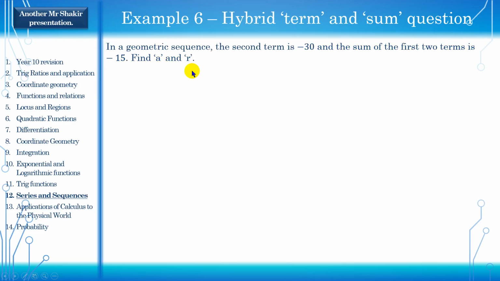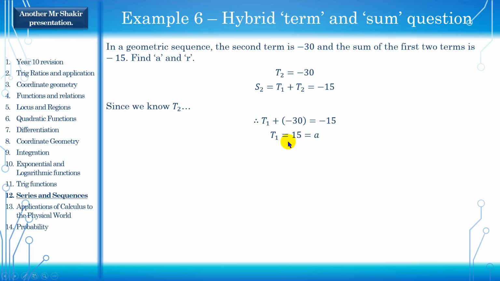However, we can do this in an easier way. So the second term is negative 30. Right? The sum of the first 2 terms is basically the first term and the second term added together, is equal to negative 15. But we know the second term. Second term is negative 30, so I'm going to sub it in. The first term plus negative 30 is negative 15. So rearrange, and you get the first term is equal to 15.